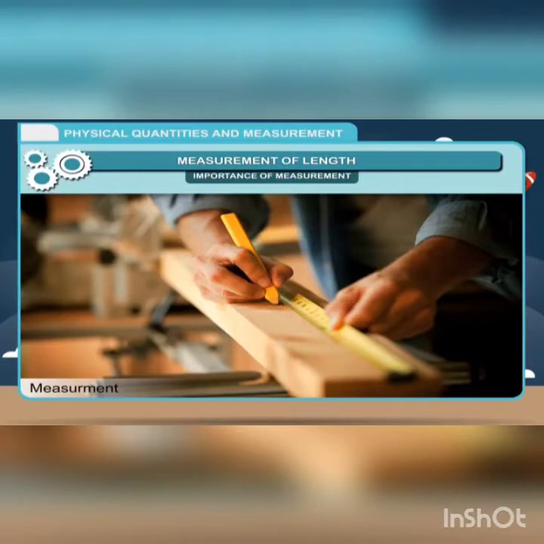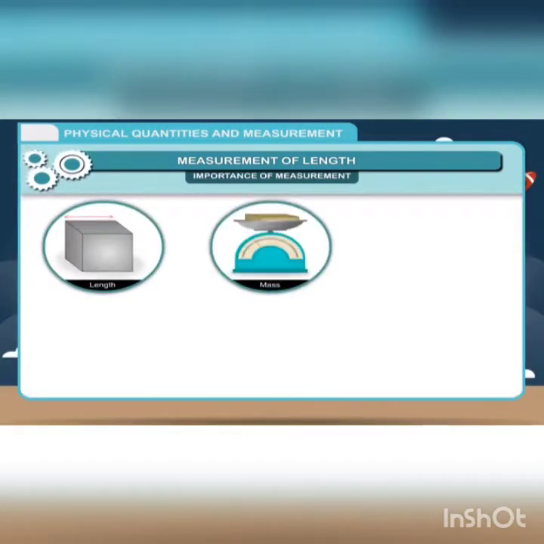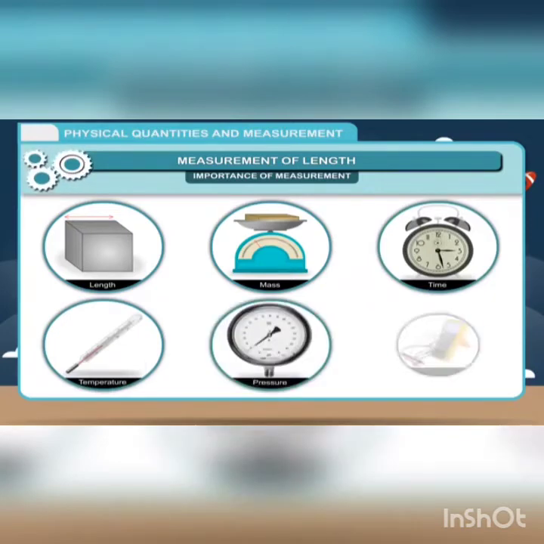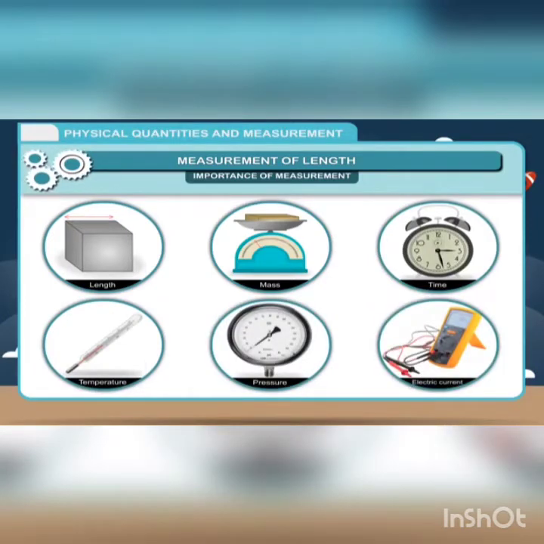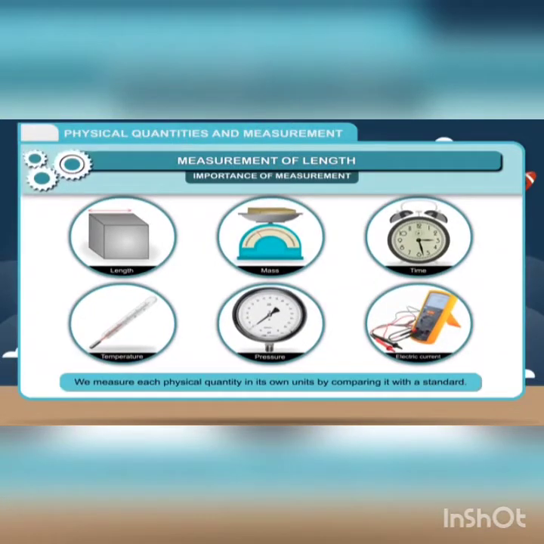Study of physics is based on measurement. In physics, we usually learn how to measure the quantities that are involved in it. Among these quantities, some are length, mass, time, temperature, pressure, and electric current. Anything which is measurable is called a physical quantity. We measure each physical quantity in its own units by comparing it with a standard. Without measurement, we cannot make a correct judgment about length, area, volume, etc. An arbitrary estimate gives us wrong information about the dimensions of an object.